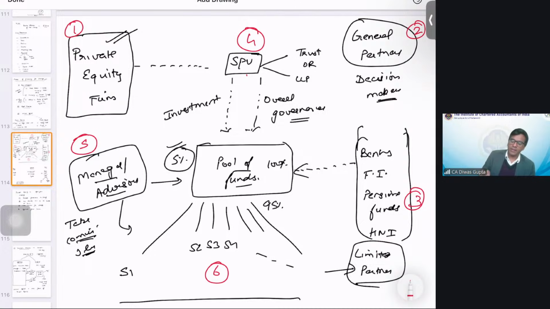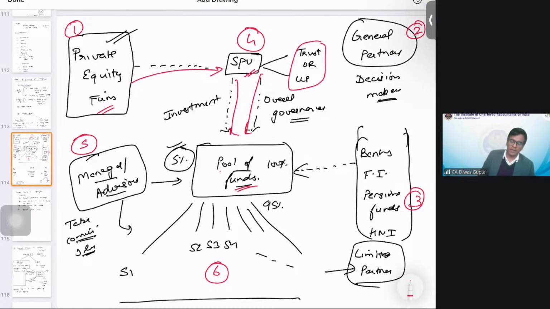Then there is an SPV. They will float an SPV, which is a special purpose vehicle. So this private equity firm has an objective to invest private equity in some of the businesses. The SPV will create a pool of funds, and the amount will be given to the SPV. The SPV will invest into such a pool of funds. The overall governance of this pool of funds will be with the SPV. The SPV will be in the form of a trust or LLP.